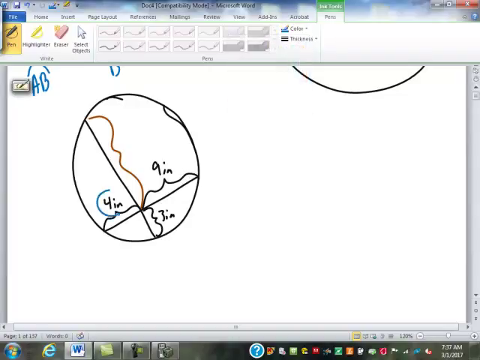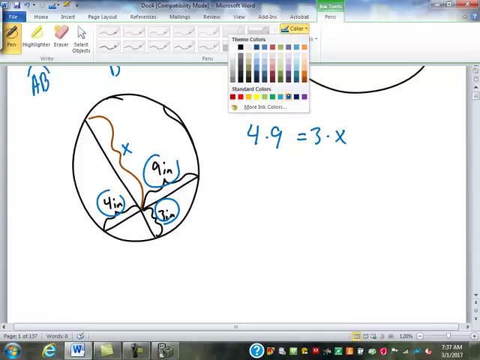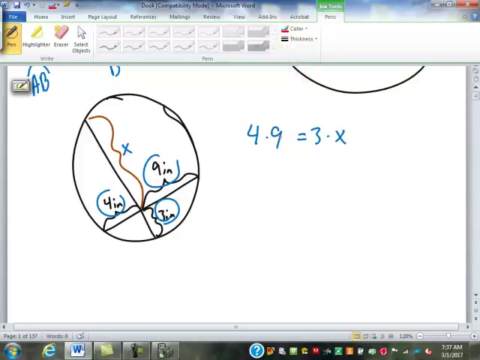So this chord is broken into pieces of 4 and 9, so we're going to do 4 times 9. This one is pieces of 3 and I'll call that X, so 3 times X. So then 4 times 9 is 36 equals 3X. Now we divide by the 3. X has to equal 12. This has to be 12 inches here.